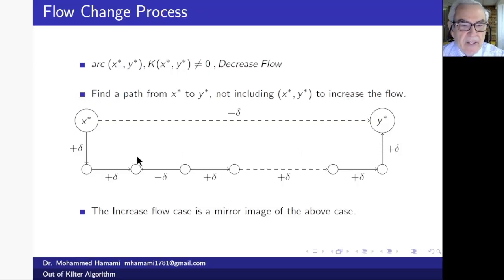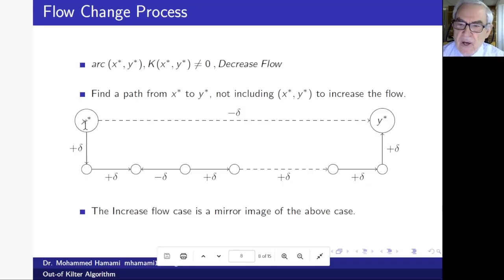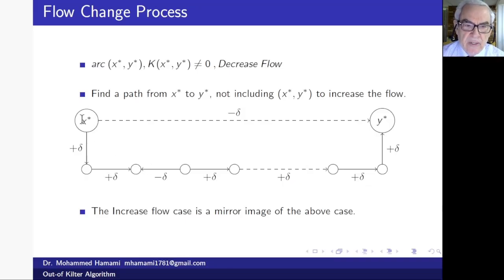We check every arc to see if we can change the flow, and we do the same coloring of the nodes. Once we find the path, we change the flow accordingly. The arcs going clockwise will increase the flow by delta, and the arcs going counterclockwise, like this one, we subtract delta. So the two cases are very similar. It just depends on where you start. In the decreased flow case, we start at x star. In the increased case, we start at y star.